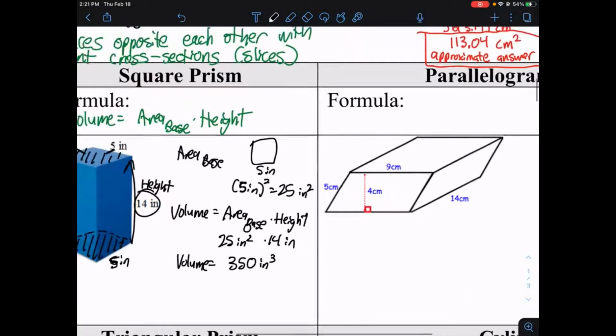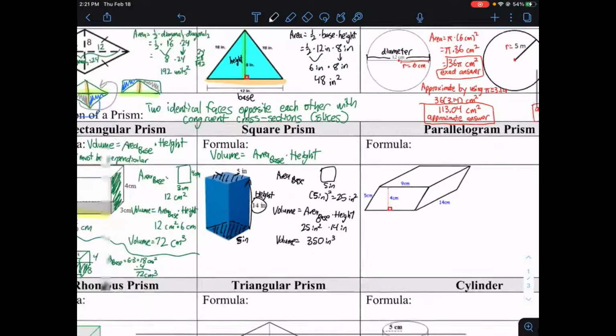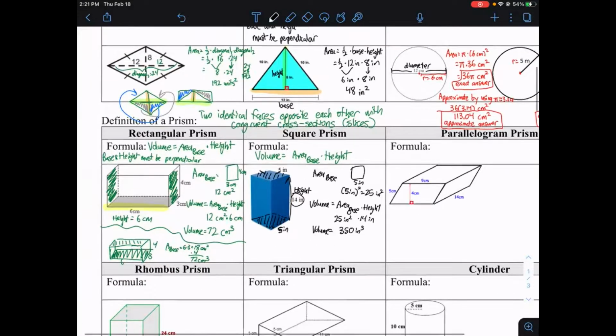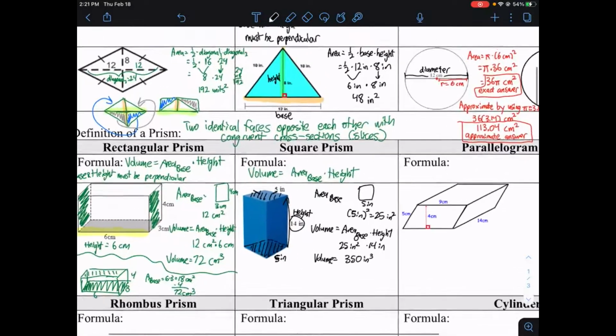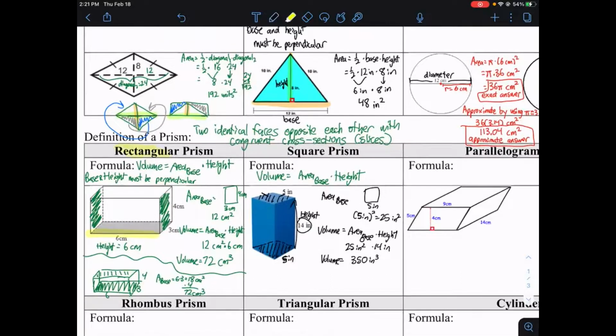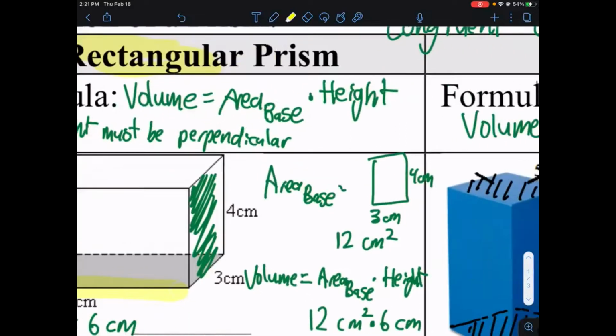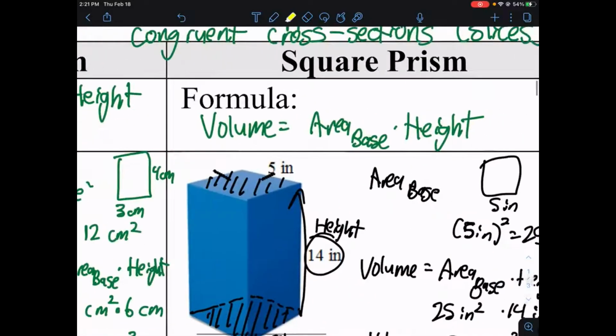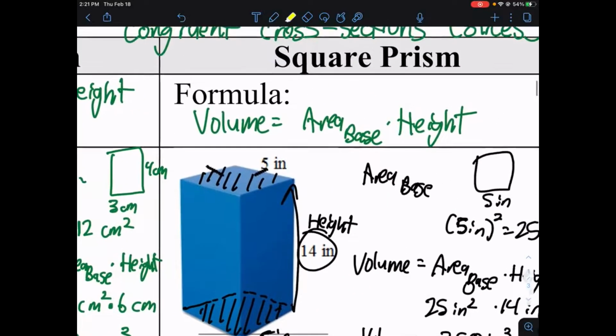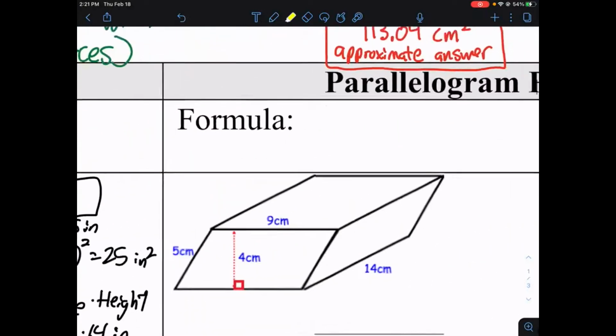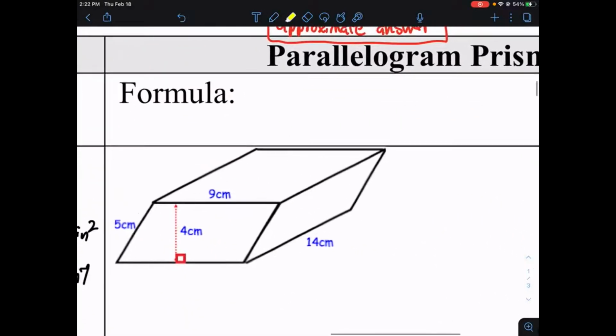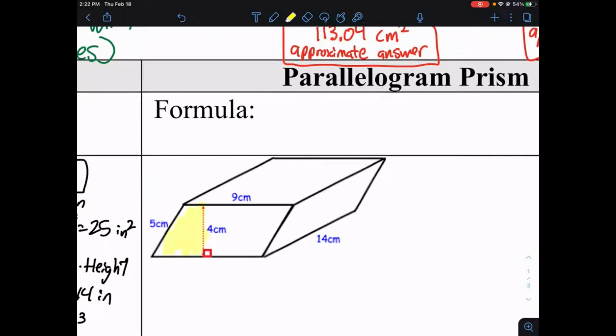Okay, so next we have a parallelogram prism. Again, they all contain the word prism, but then the other word is the shape of their base, right? So here, the side was a rectangle. Here, the top and bottom were squares. And so here, this shape is called a parallelogram prism because you can see the front side is a parallelogram.